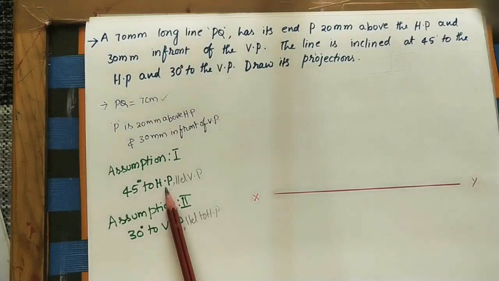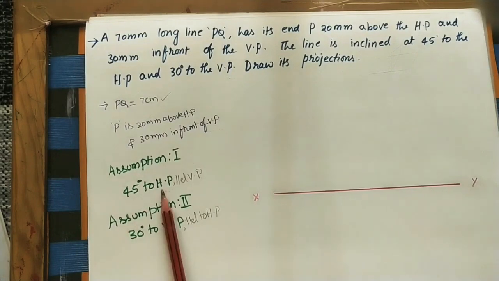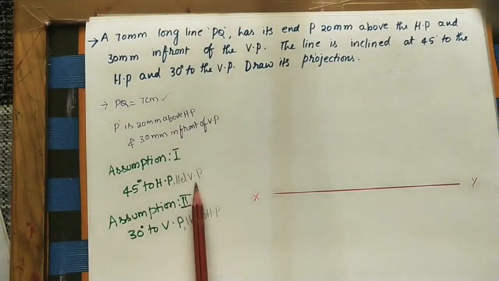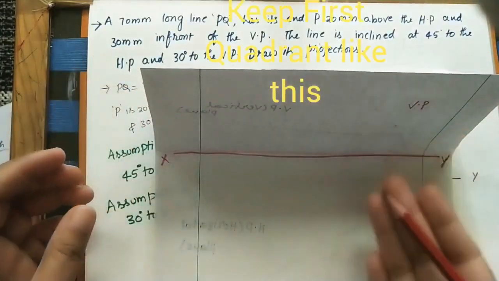As we know, two planes are there, the horizontal plane and the vertical plane. One angle with HP is given, so we assume it is parallel to the other plane, that is the vertical plane. Here we are assuming 30 degrees to VP, which is the given value, and we are assuming it parallel to the HP. For our convenience the planes are like this, vertical plane, horizontal plane.